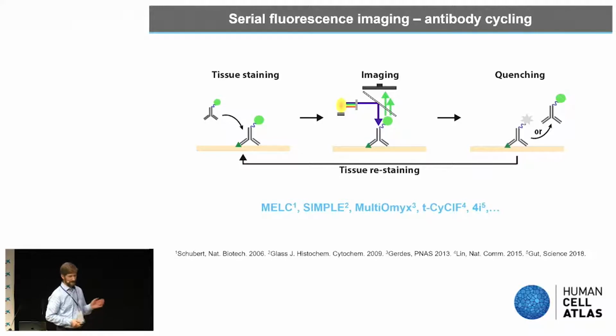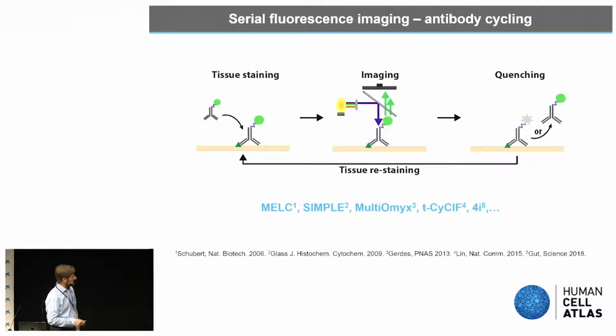And here the antibodies are cycled. So the antibodies are bound to the tissue, they're imaged, and then either the antibody is removed or the fluorophore is quenched. Again, you come in with one or a few antibodies, and you go through cycle after cycle. The first paper that really showed that nicely was from Schubert in Nature Biotech, where they imaged 90 antibodies on the very same tissue.